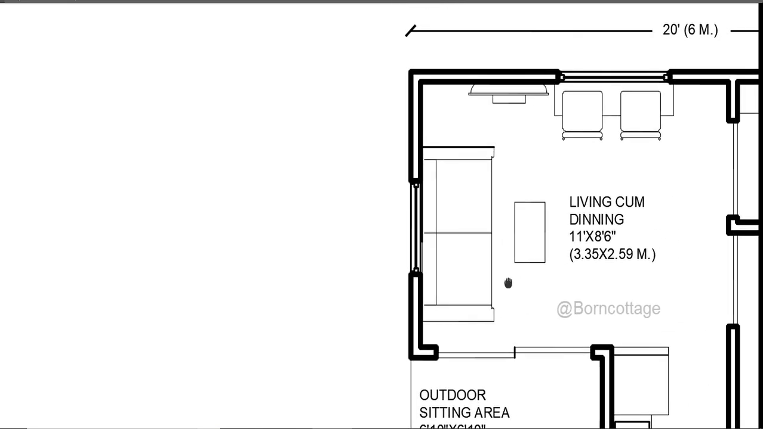After that we will go inside. So we have living cum dining area. The size of the living cum dining area is 11 feet into 8 feet 6 inches, in meter 3.35 into 2.59 meter. You can see here the sofa arrangement, tea table arrangement and a TV unit, and we have a dining counter with 2 chairs and 2 large size window for ventilation of this area.